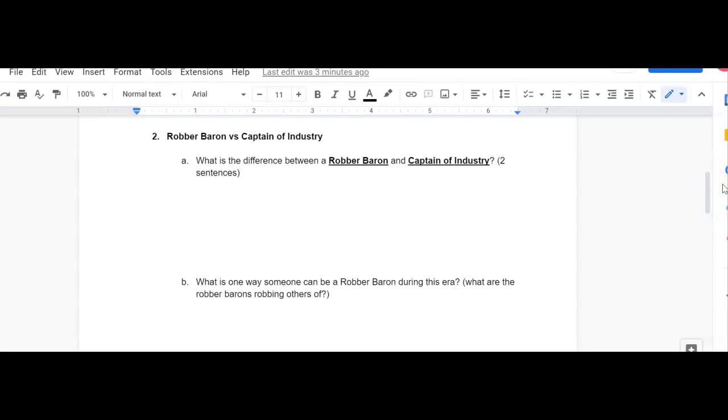Number 2 is robber baron versus captain of industry. What is the difference between a robber baron and captain of industry? Part B, what is one way someone can be a robber baron during this era? What are the robber barons robbing others of?